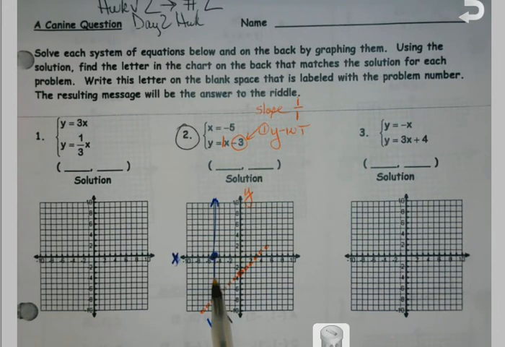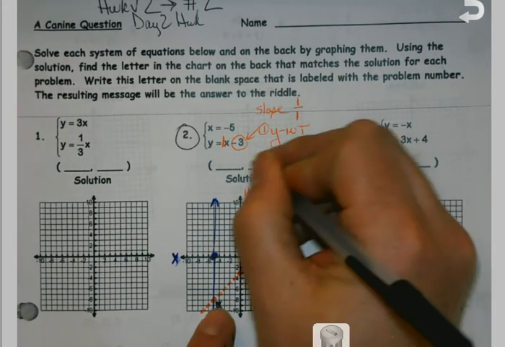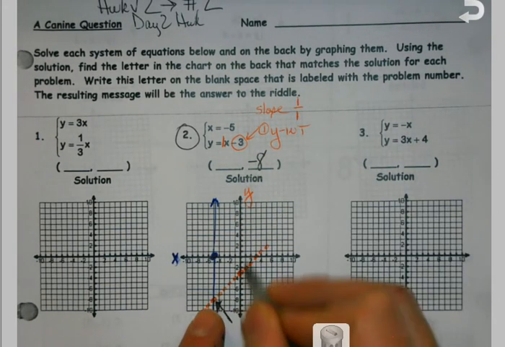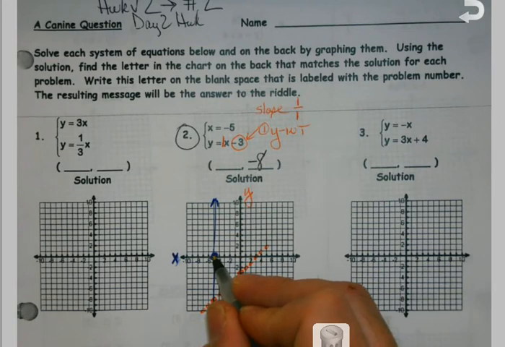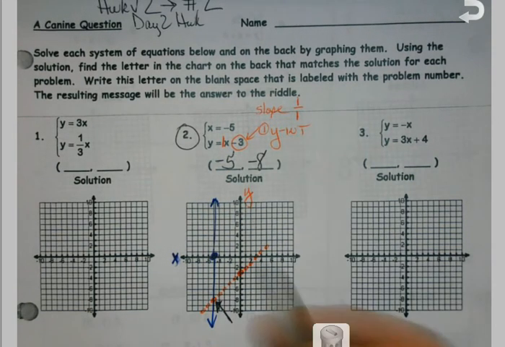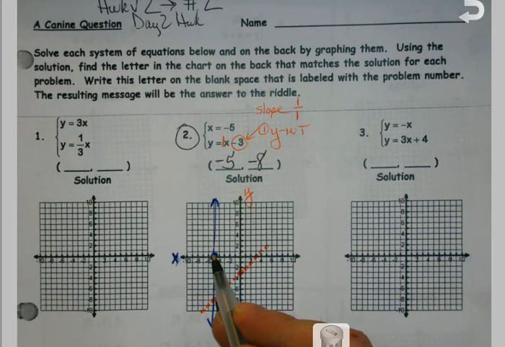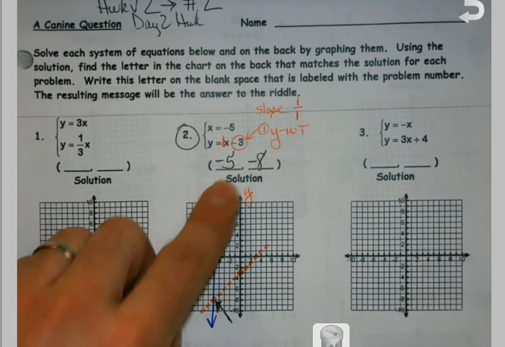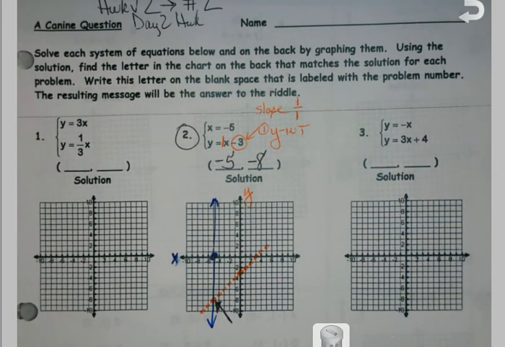Anybody? I went down 8, okay. That takes care of this part. Now how many did I go left before I did my down 8? 5. So I started at 0, I went left 5, down 8, there's my point. That's my answer that I'm looking for. That is the answer.